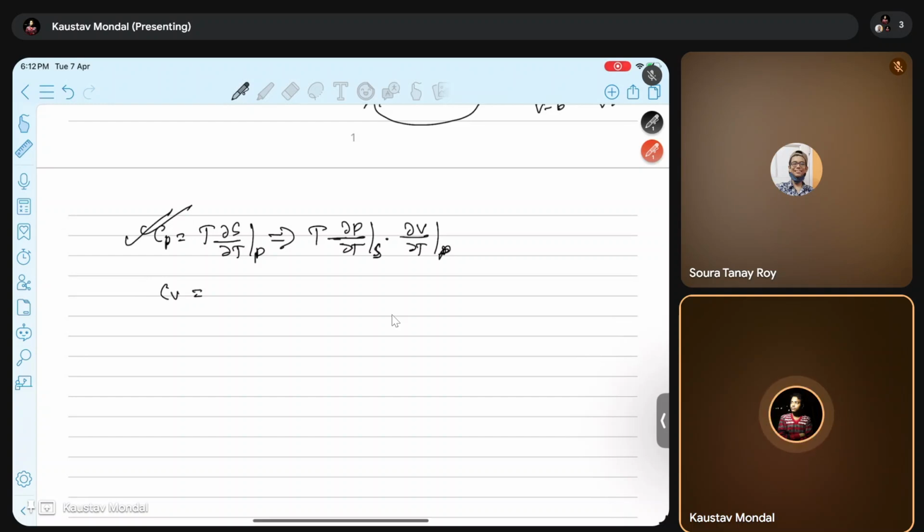Similarly, Cv also you can write like this. The Cv expression is T into del S del T at constant V. You can rewrite it as minus T del V del T at constant S into del P del T at constant V.